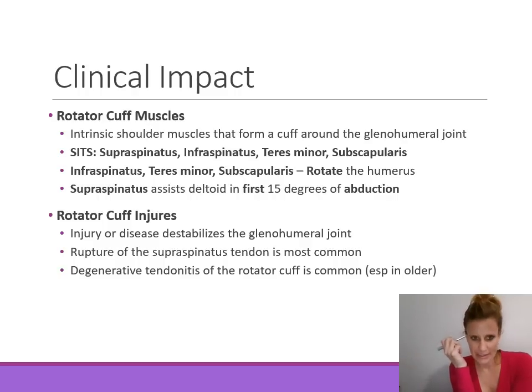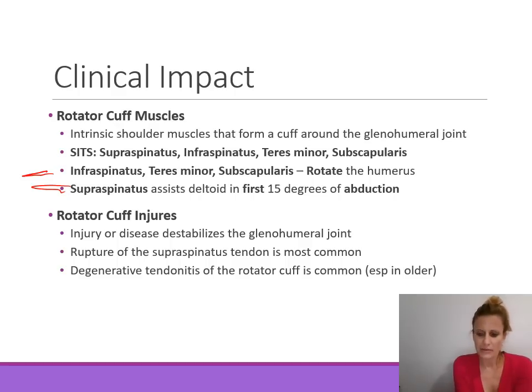All but the supraspinatus, so the infraspinatus, the teres minor, and the subscapularis, all of these act to rotate the humerus. The supraspinatus assists the deltoid in the very beginning of abduction. So if this is normal arm position, abduction is raising the arm up, right? The first 15 degrees of abduction is assisted by the supraspinatus. This will actually be important a little bit later clinically.